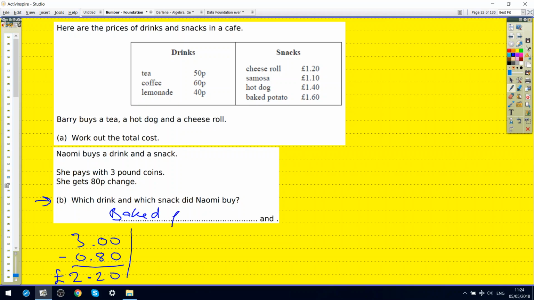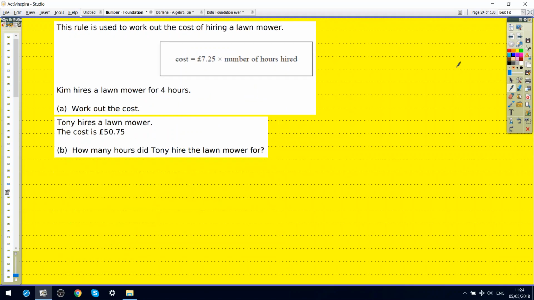That's it. Well done. Potato, coffee. Let's just do B for this one. And so this is calculator, so what would you get there?